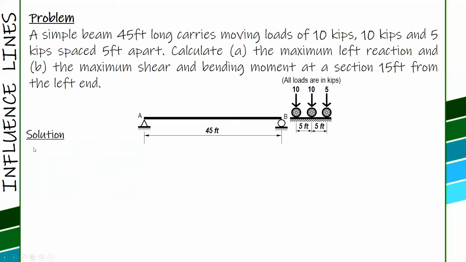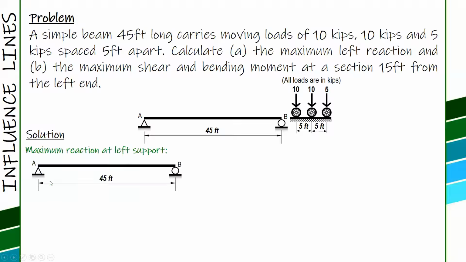So here we start with letter A. Maximum left reaction. So we have this beam, draw the influence line for the left reaction. Simple, right? Müller-Breslau principle, push upward by 1 unit, and this is the influence line.